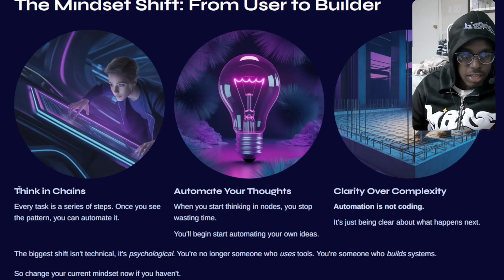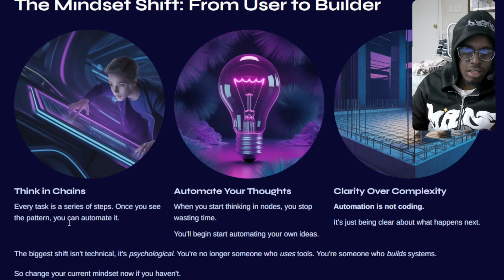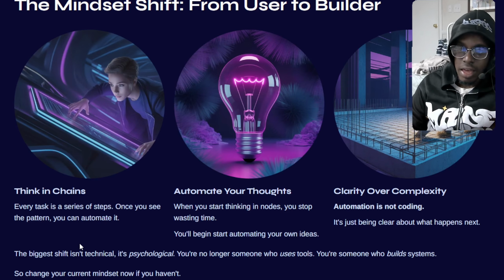So think in chains, right? Every task is a series of steps. Once you see the pattern, you can automate it. If you see the possibility, basically, you can automate it. You just have to go through this, then that, then this. Think in chains. That's how the most creative builds are made. Automate your thoughts. So when you start thinking in nodes, you stop wasting time. You'll begin automating your own ideas.